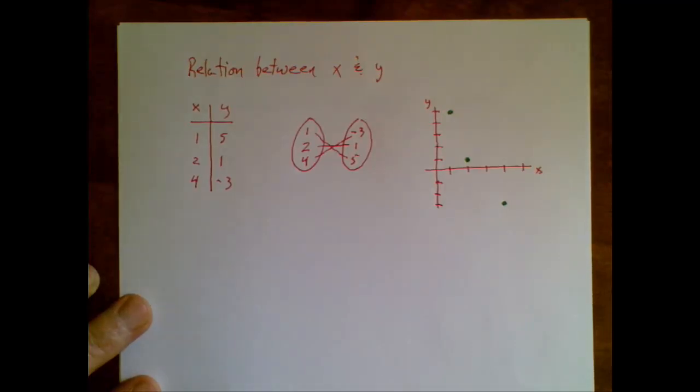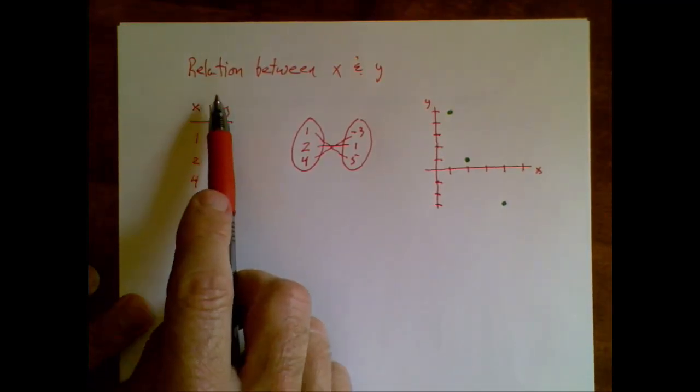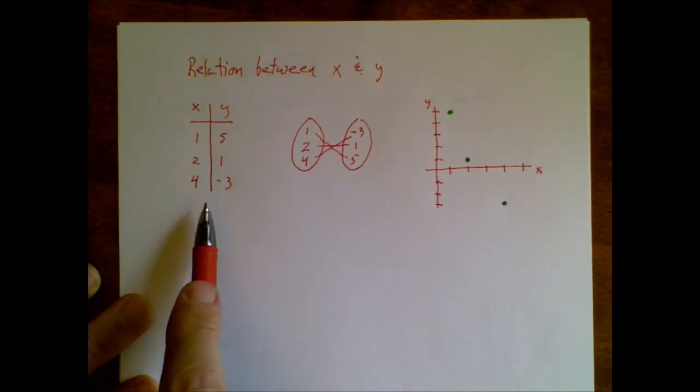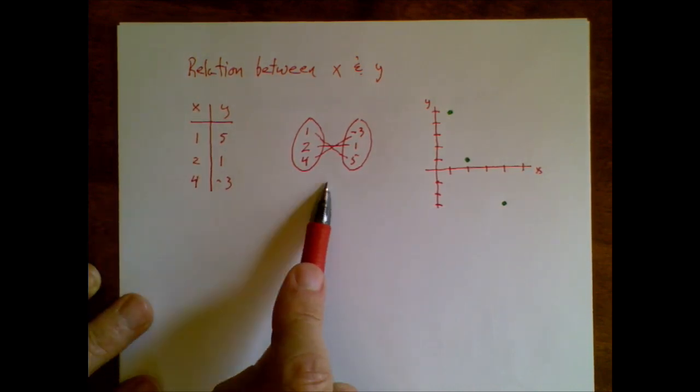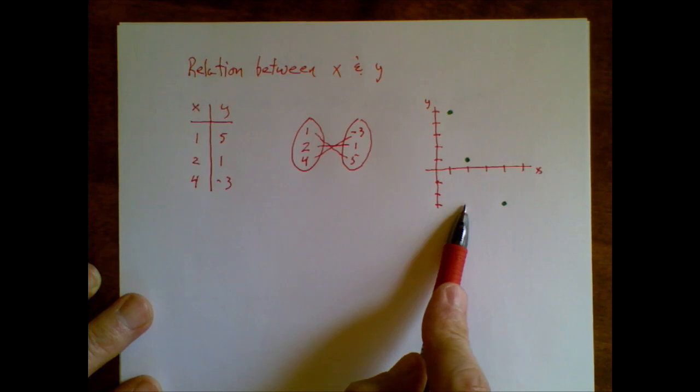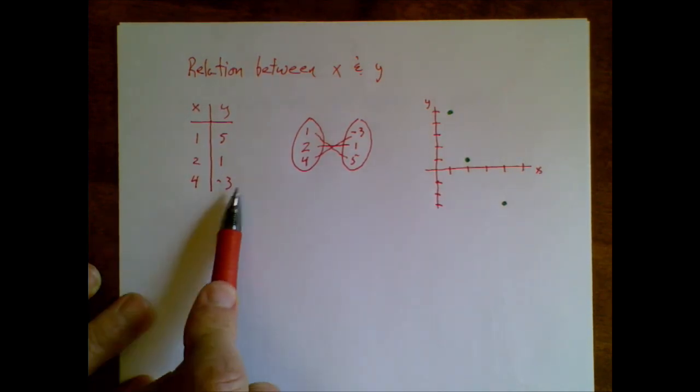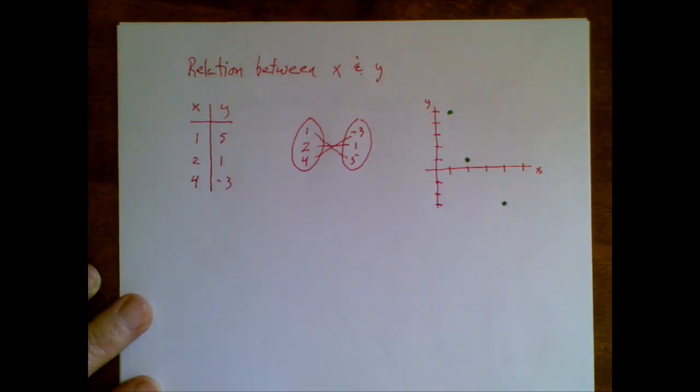So far in this unit, we've been working with a relation between x and y. You might see that relation as a table or a mapping or even a graph or plotted points, but one way or another, it's an x and a y that are paired together to give you a relation.